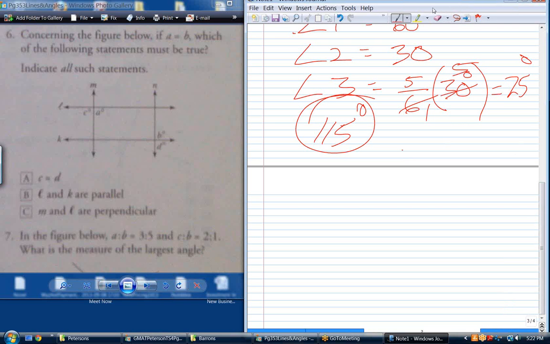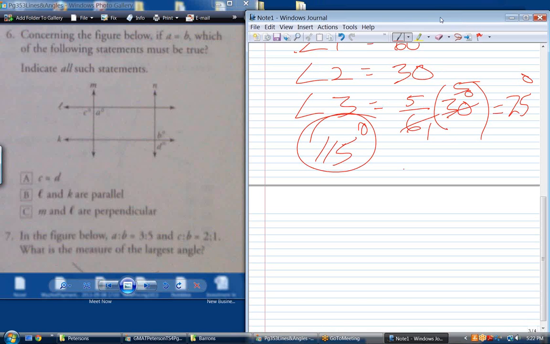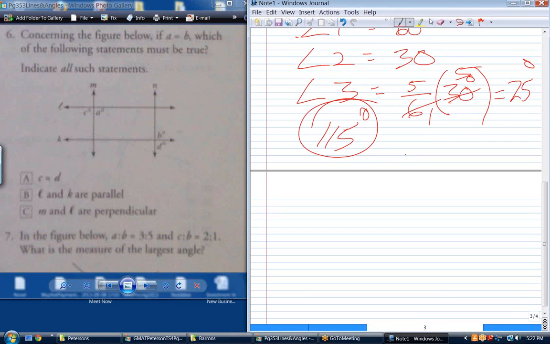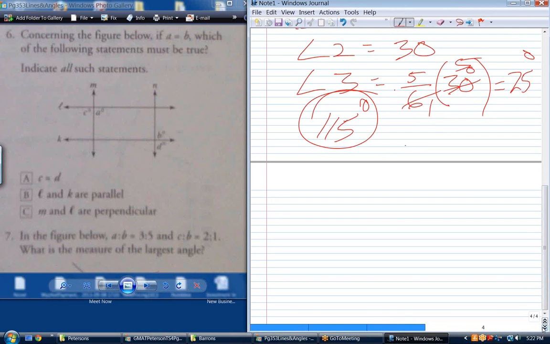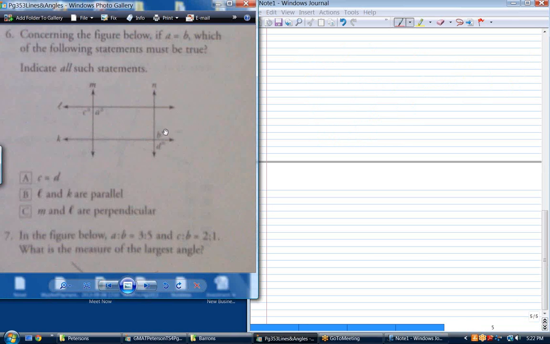Okay. If A is equal to B, which of the following statements must be true? Okay, so that angle there is equal to this angle here.